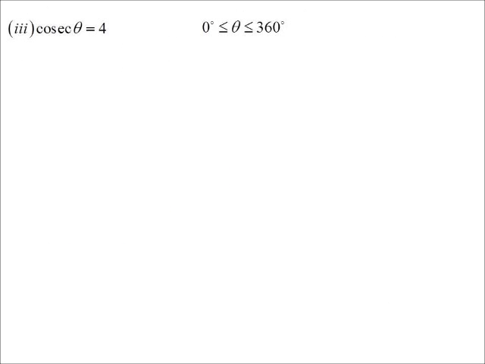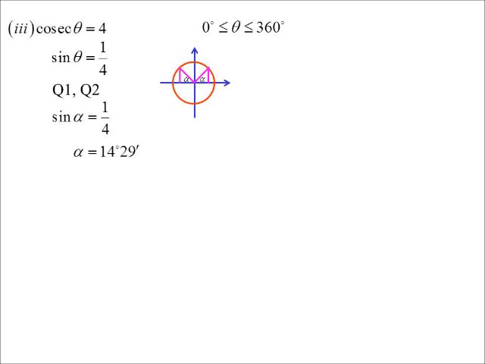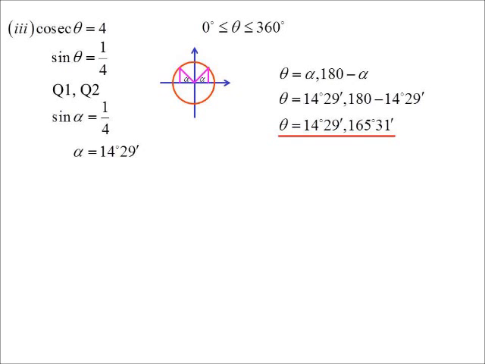Cosec. Well, we don't have a cosec button on the calculator. So first thing I'm going to do here is turn both sides of the equation upside down, turn it into something we can handle with the calculator. So sine theta is a quarter. Sine is positive in the first and the second quadrant. Let's go and find the acute angle, 14 degrees 29. So put those pieces of information together. I'm either going to have the acute angle or 180 minus the acute angle. And there's my two answers, 14.29, 165.31. So same pattern each time.